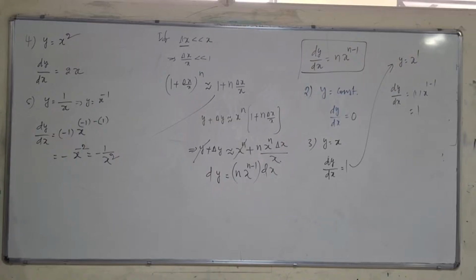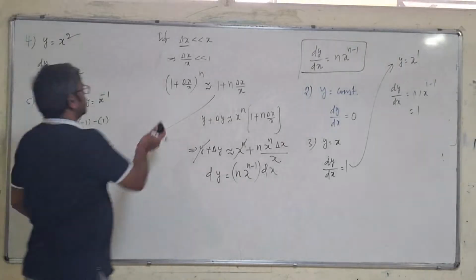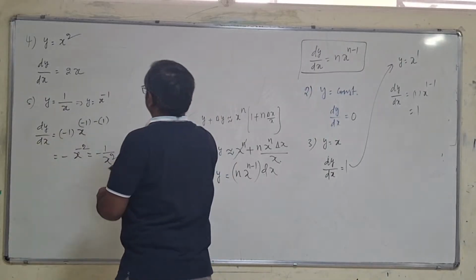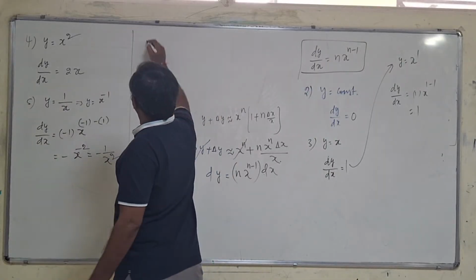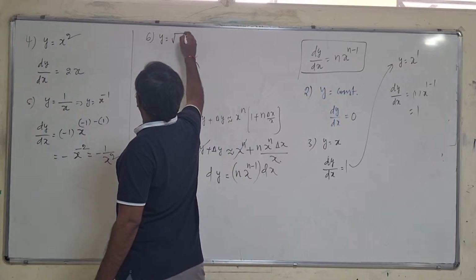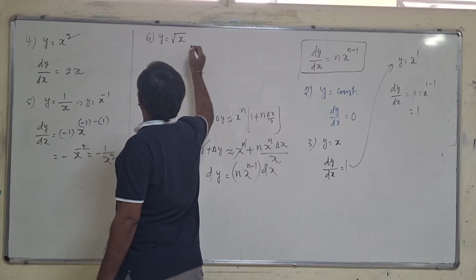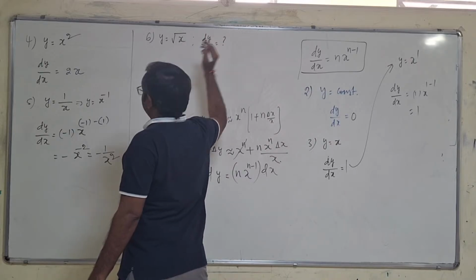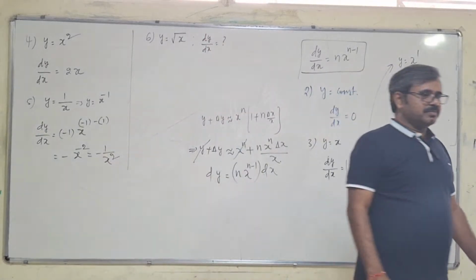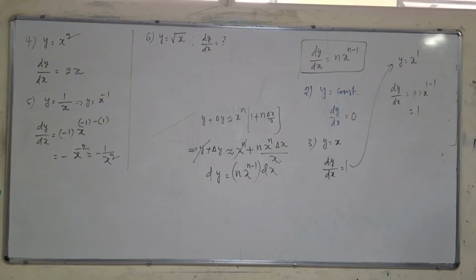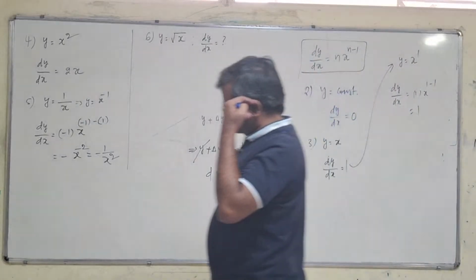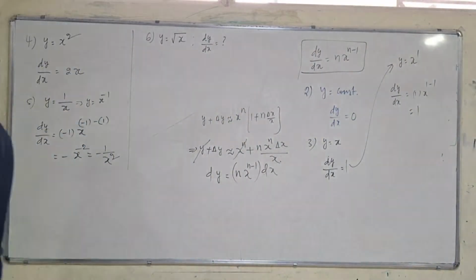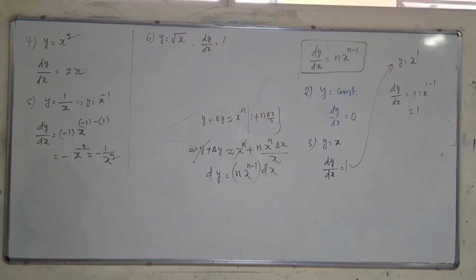Are you following this? Next, y is equal to square root of x. Find dy by dx. Square root of x means x power how much? 1 by 2. Do it. Correct.